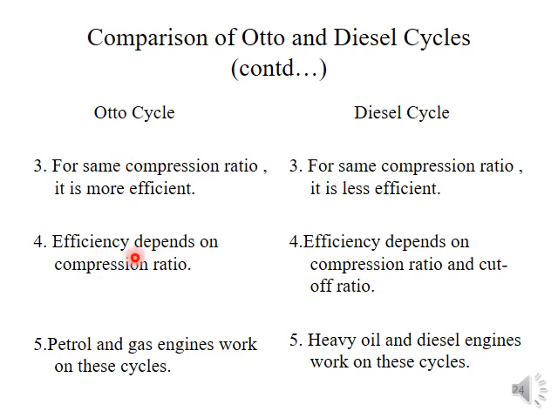So the Otto cycle is used mainly for petrol engines, and the diesel cycle is used for heavy oil, and the diesel engine works on this cycle. And some more points are also there, but I didn't write them here, I will just tell them.